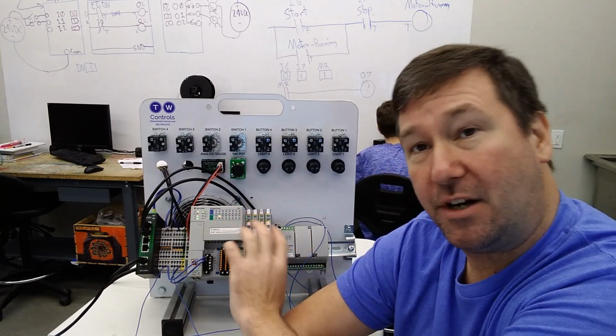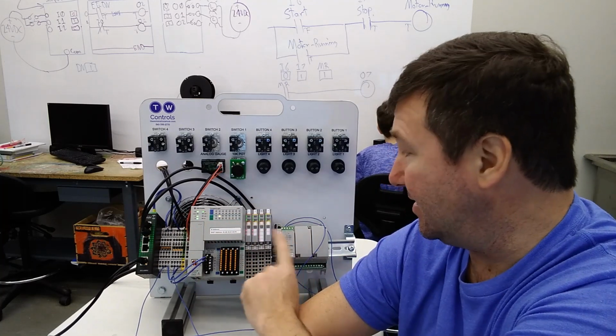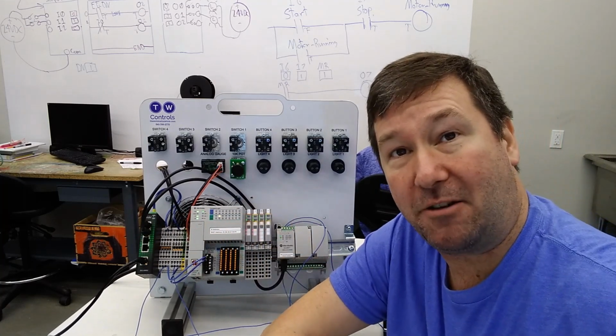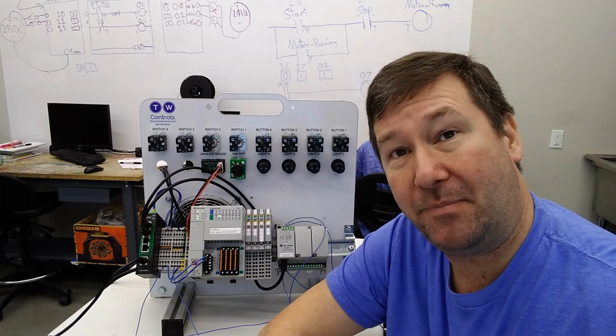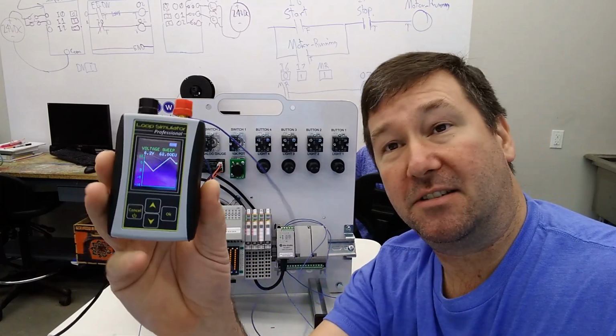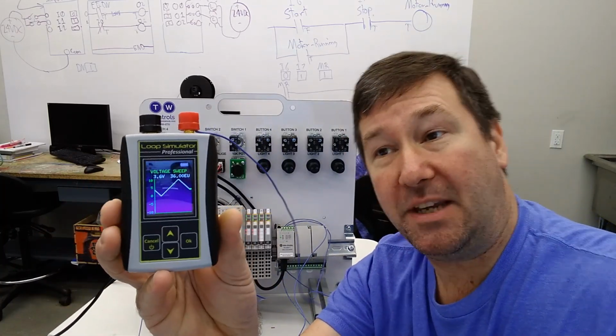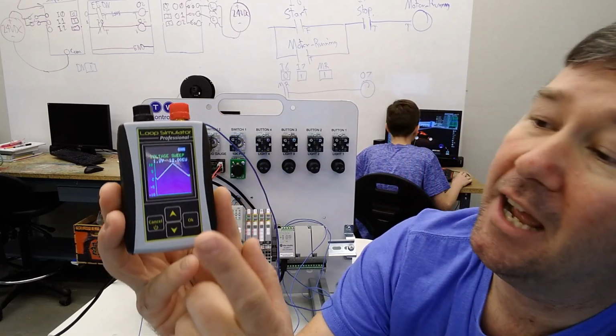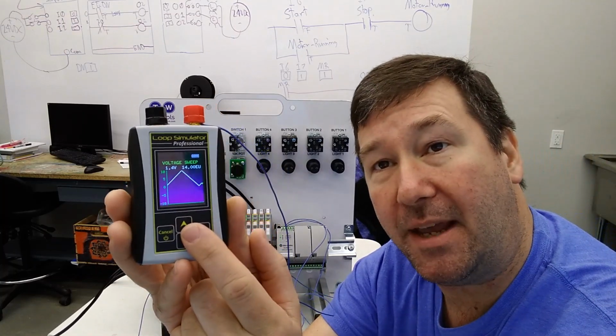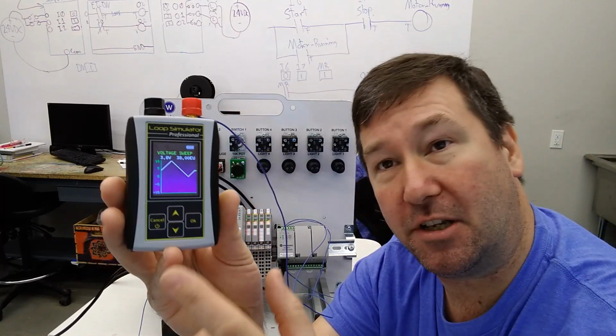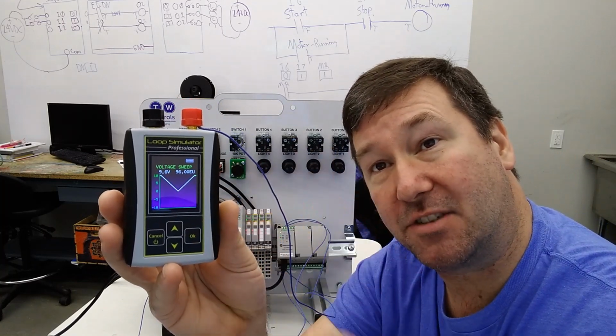This is a hybrid trainer. We're getting ready to do some communications lessons between the CompactLogix and the Micro800, and I just didn't want to tear it down. And we're going to be using the PLC Tools SIM-ALP2, that's the analog simulator. It has a couple of automated simulation features that we're going to use just to simulate signals going up and down.